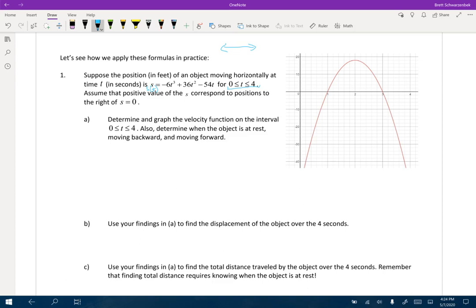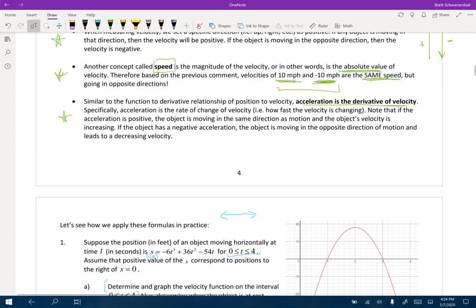So it says for letter A, determine and graph the velocity function on the interval 0 to 4. Okay, we'll start with that. So if we have the position function, how do we find the velocity? Well, we go back to our formula over here.